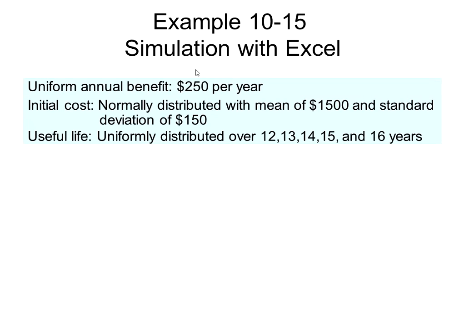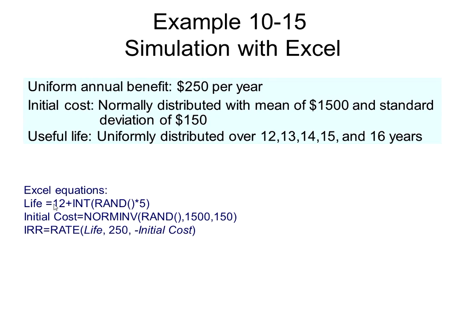So here we assume this annual benefit of 250 per year, and we have some initial cost. It's assumed normally distributed with a mean of 1500 and a standard deviation of 150, and useful life is uniformly distributed over 12, 13, 14, 15, and 16 years. So what's interesting here is that we could actually take advantage of some of these functions that we talked about to get the initial cost generated and the useful life generated.